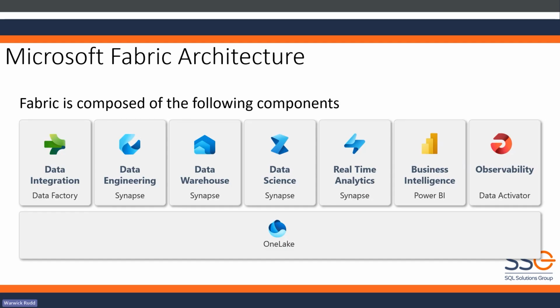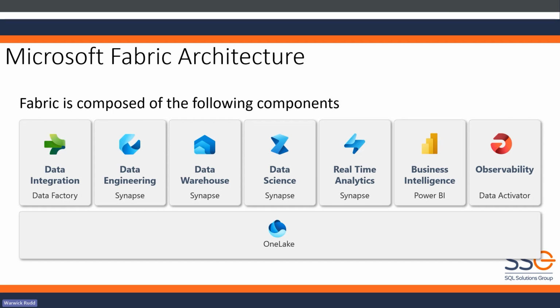So what is the Fabric architecture? Well, we're composed of a number of different components. Now, we spoke about on the previous slide different things that we're going to be using. Data integration. Well, that's where we're using Data Factory. It's been in Azure for quite some time. It was that move from using SSIS to Data Factory in a cloud environment. Data engineering. Well, Synapse. We've had that for a little while. It's just been incorporated. Same with our data warehousing and data science.